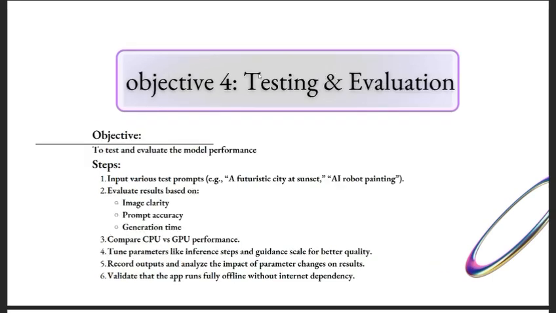Objective 4, testing and evaluation: to test and evaluate the model performance. Steps: input various test prompts, for example, a futuristic city at sunset, a robot painting. Evaluate results based on image clarity, prompt accuracy, and generation time. Compare CPU versus GPU performance. Tune parameters like inference steps and guidance scale for better quality. Record outputs and analyze the impact of parameter changes on results. Validate that the app runs fully offline without internet dependence.